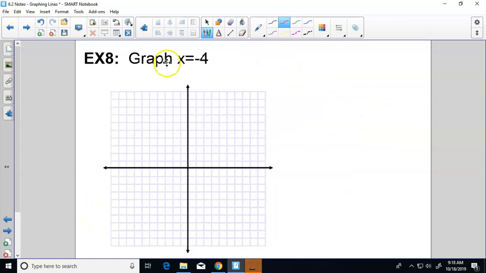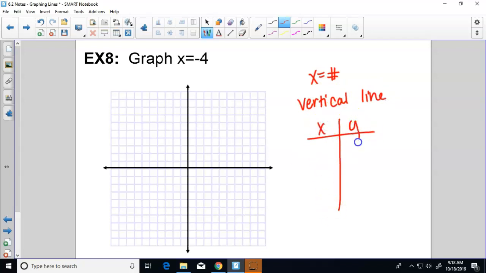So, for the next one. Alright, so x equals -4. This one, you cannot talk about the slope and the y-intercept, or not easily. So this one's not going to have a y-intercept. You just have to know that x equals a number is a vertical line. And that is because the x-coordinate has to be -4, no matter what the y-coordinate is.